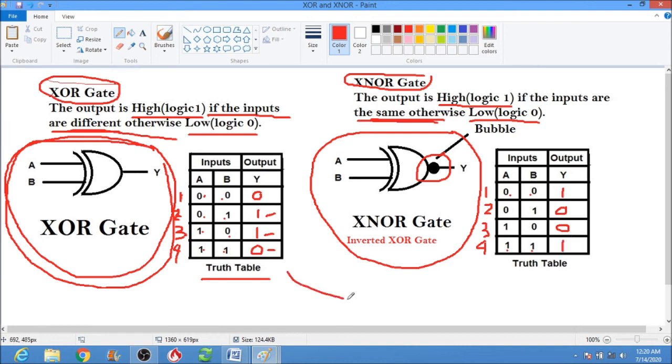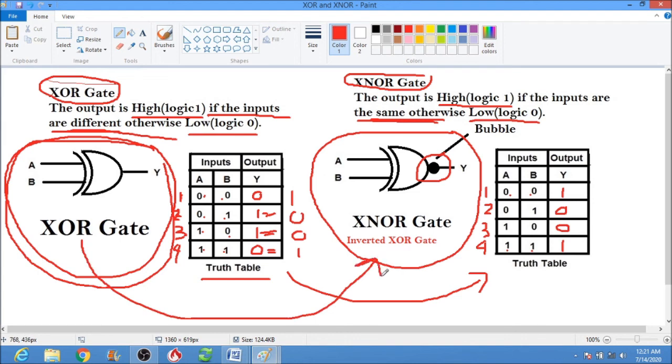Okay, so take a look. We invert 0, it will become 1. Invert 1, it will become 0. Invert 1, it will become 0. And invert 0 will become 1. So therefore the XNOR gate is an inverted XOR gate.